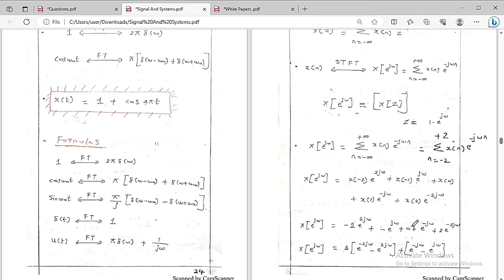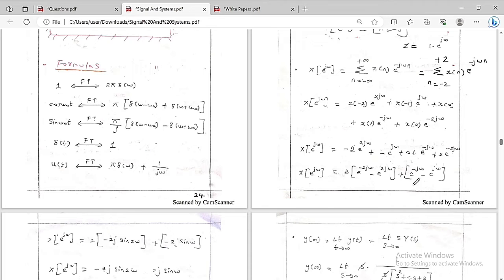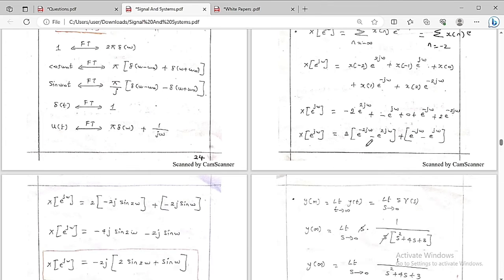Now what I will do is, in these terms, I will take 2 as a common factor, and then I am going to get 2 into e to the power of minus 2j omega minus e to the power of 2j omega, plus, and here these two terms I am going to write combined: e to the power of minus j omega minus e to the power of j omega. So now I want to simplify this one. What are you going to get from here?